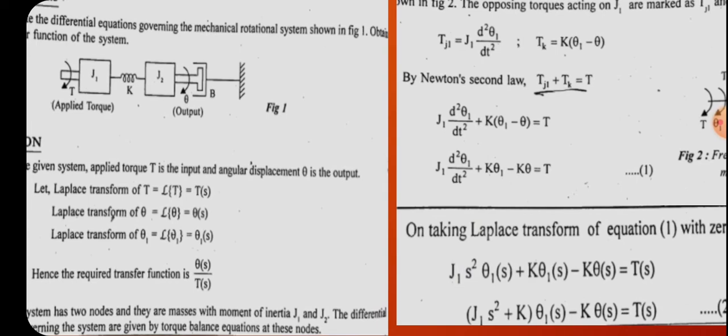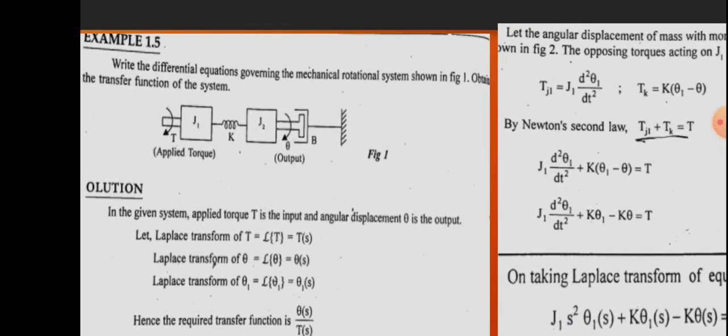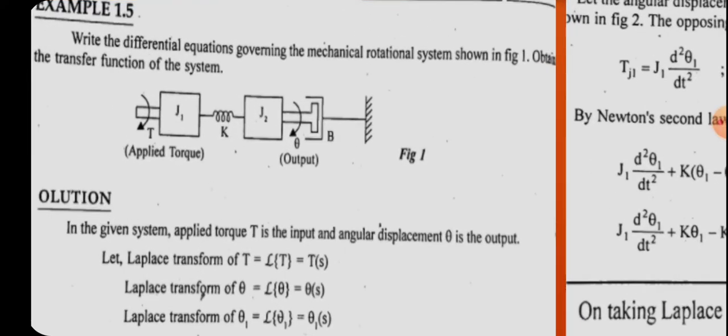So, next we have to consider moment of inertia J2. We have to write the differential equation. First of all, we have to draw the free body diagram of J2. That is the first step. For that, we are drawing J2. And what are the forces acting on J2? There is no applied force. There is no applied torque.